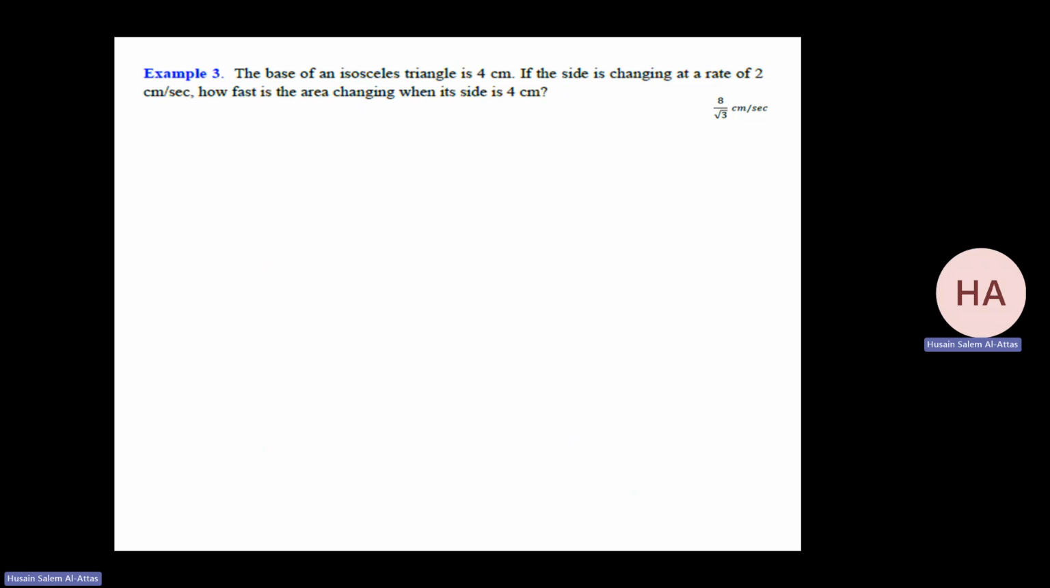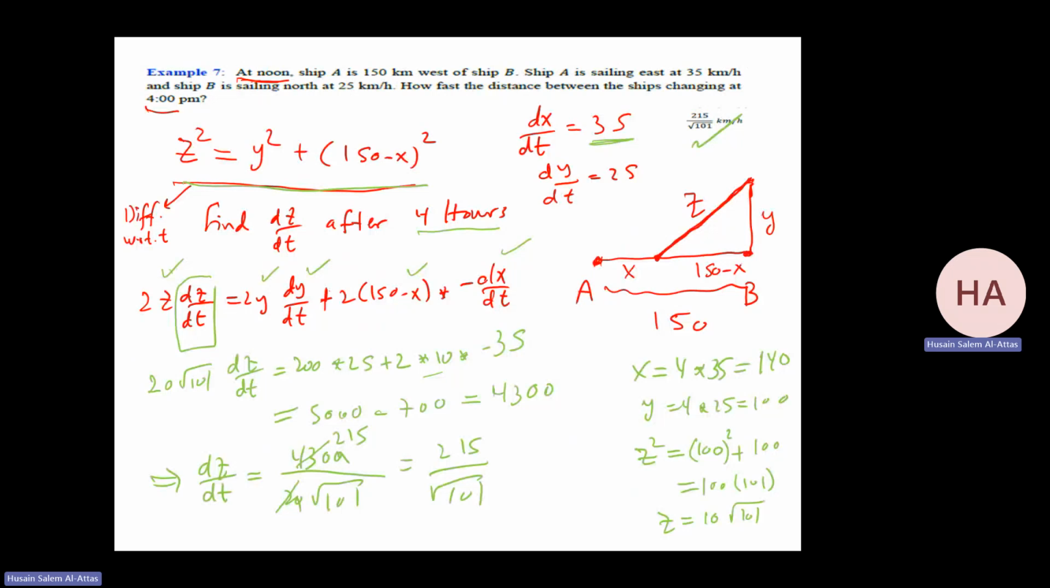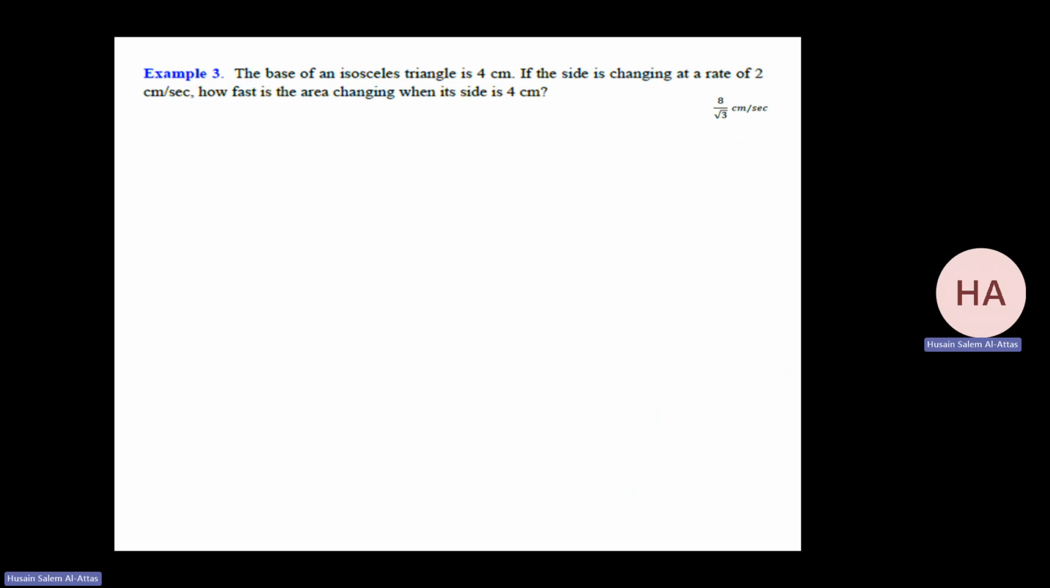So actually we have Pythagorean, but we need to be careful because they start at a distance. And then one is going north and the other goes east. So you need to be careful with that, with the graph. Okay. Now we have, so this is a triangle.